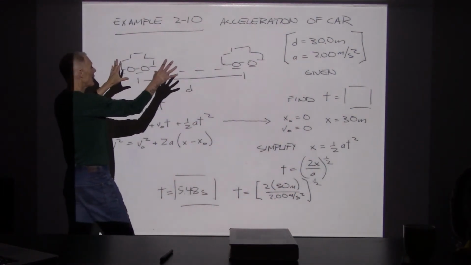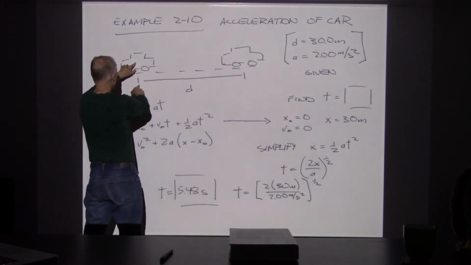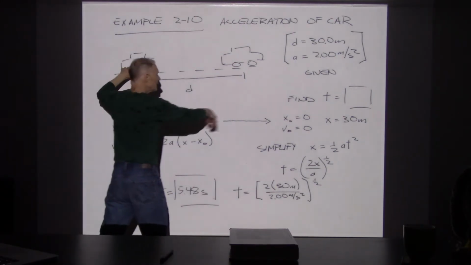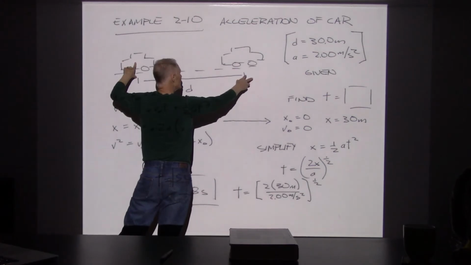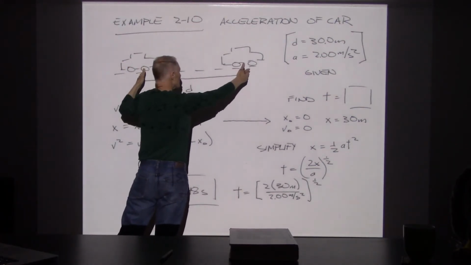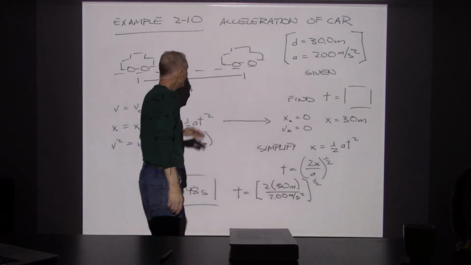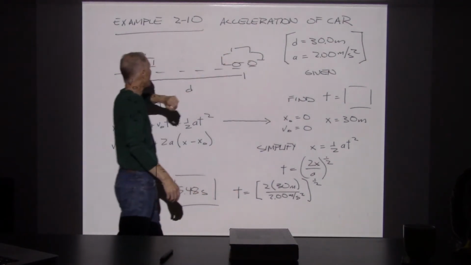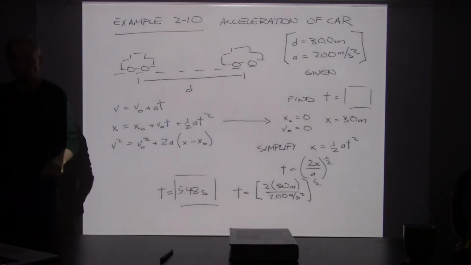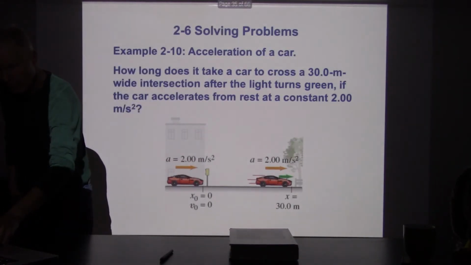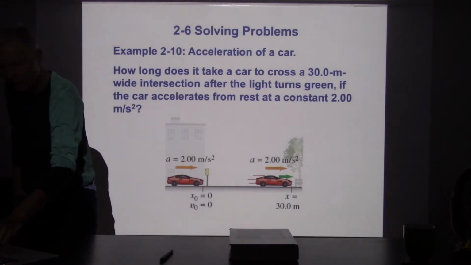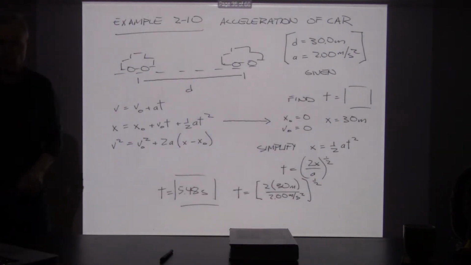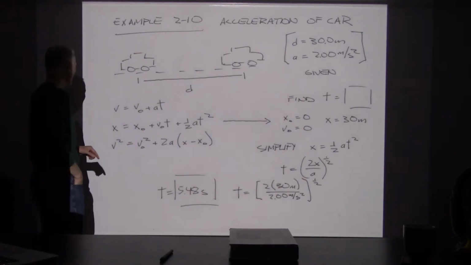So here's my diagram. Here is the car at t equals 0, and here is the car at some later time. It has traveled a distance d. Ooh, I left off my velocity and acceleration arrows. I apologize for that. I almost always do. They've got acceleration, and I think putting in a velocity arrow in there should be good too.